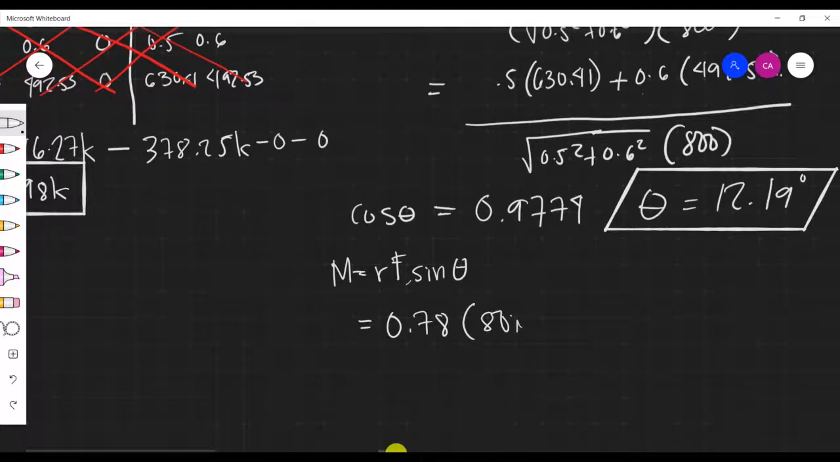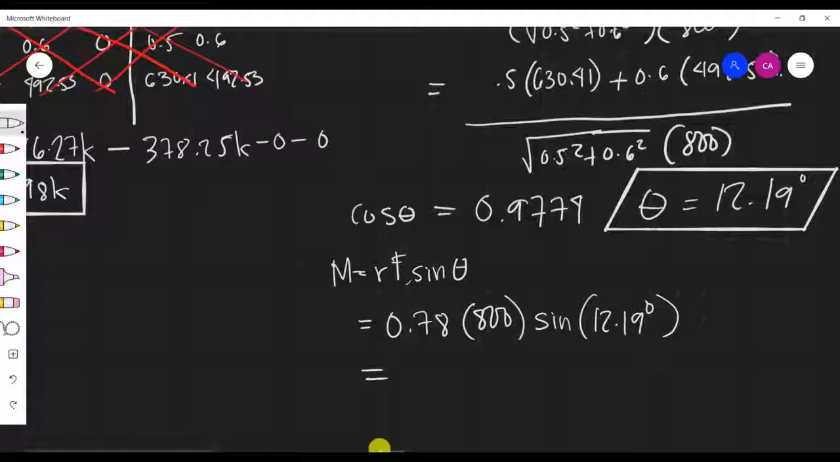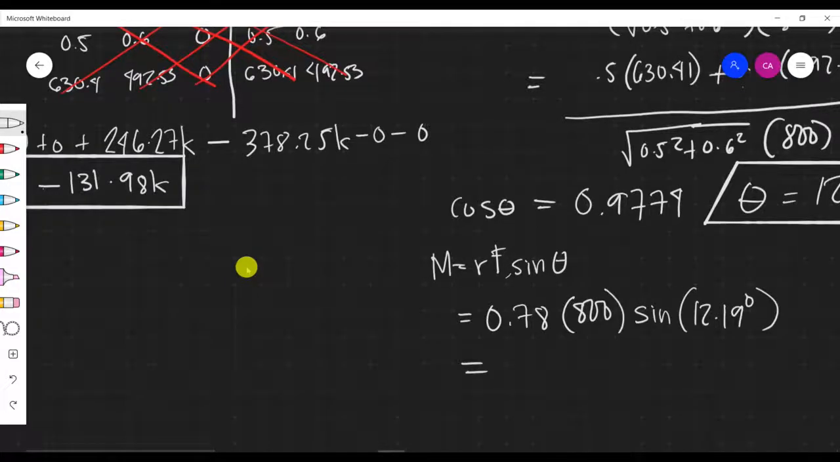F is 800, yung magnitude niya. Then, sine 12.19 degree equals to ilan? Medyo malayo yung sagot natin. Pero 131. Kasi, bakit kaya magkalayo? Dahil sa decimal? Dinesimal natin eh.